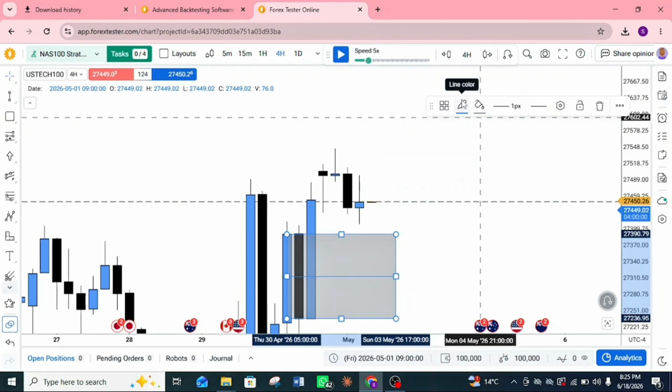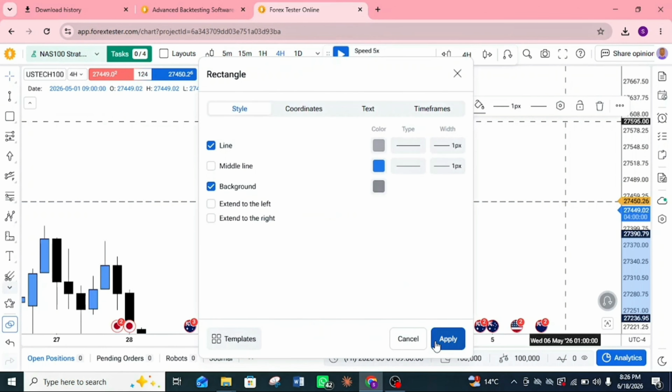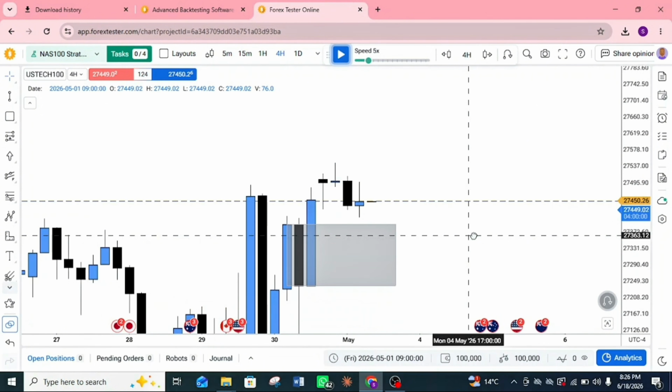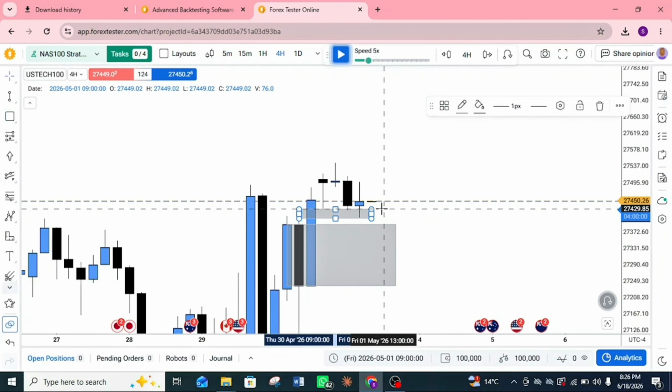So we mark it, and we go to setting midline here. I don't really need this. So we have this order block. What else do we have? We have a fair value gap right there.